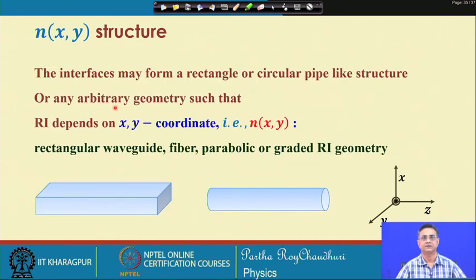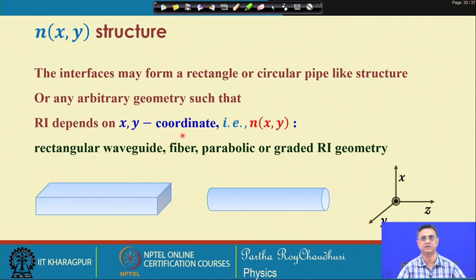Now, in that case it is also possible that the interfaces may form a rectangle or a circular pipe like structure like this, that is you have a two dimensional confinement, not only are the interfaces along this direction, but also along this direction. So, in that case the wave will be confined in two dimensions. In this case, this is a cylindrically symmetric structure, a pipe like structure.